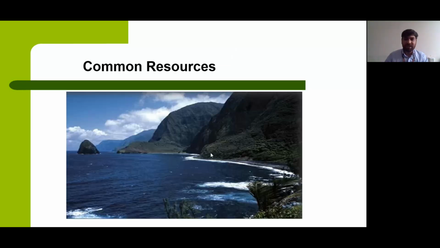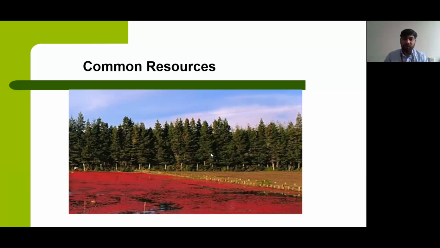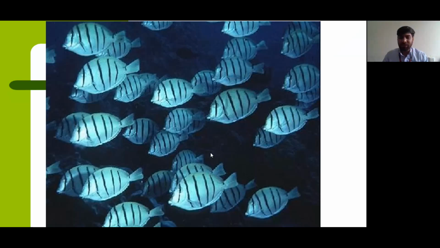So the ocean is one of the common resources for all of us. The air and the plants, which provide oxygen to all of us, don't discriminate against any of us. This is the very important thing about these common resources: the air, the sky, the fish in the ocean.